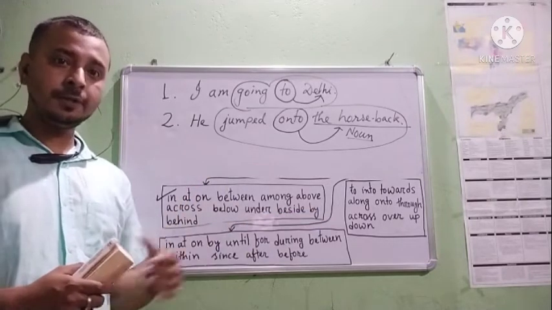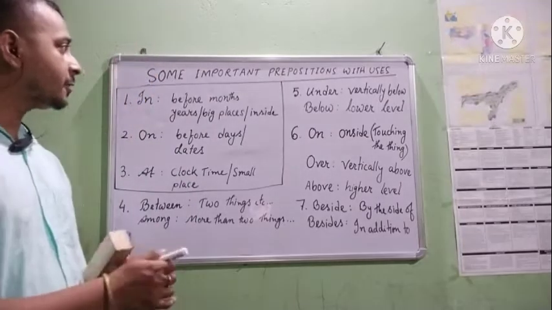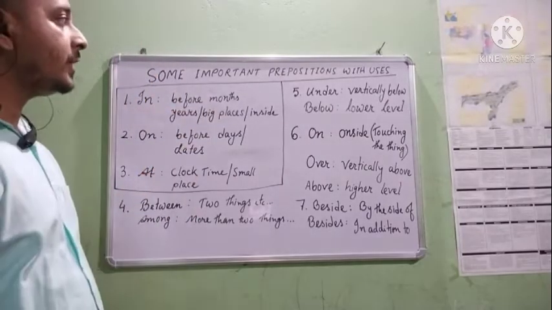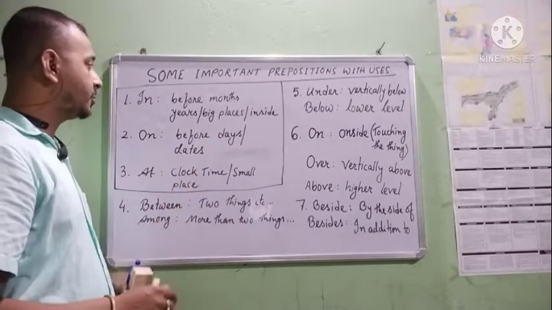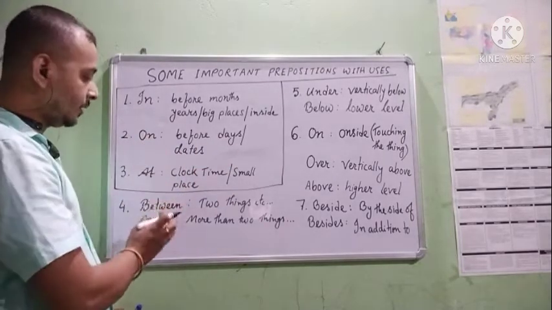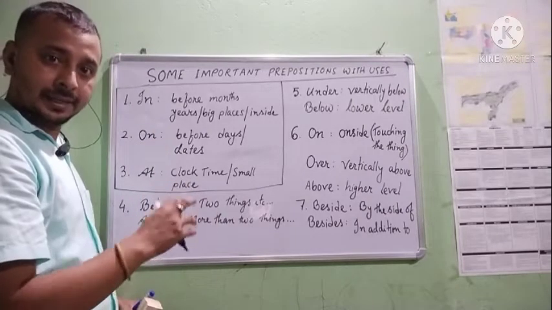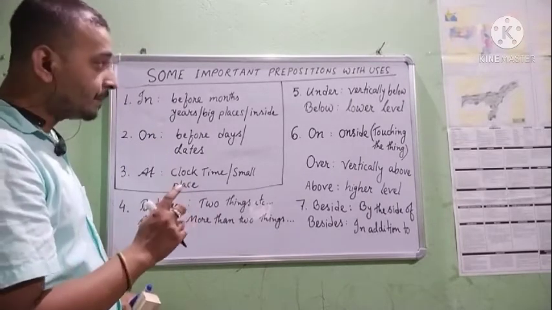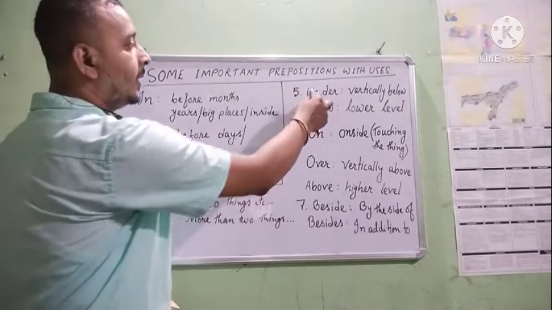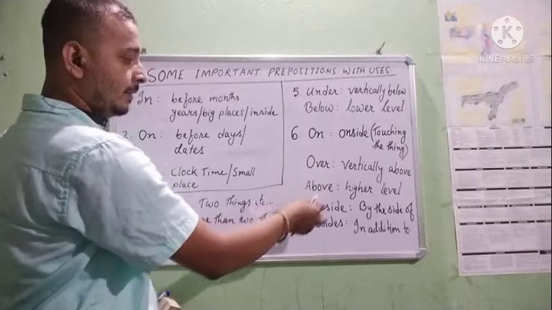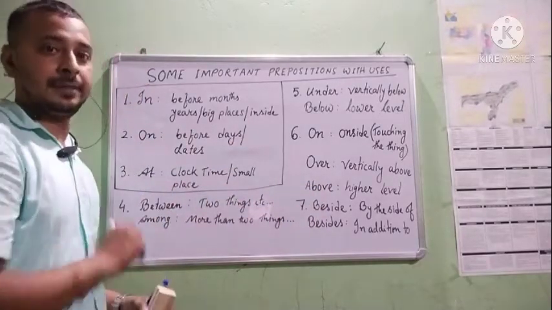And prepositions of direction. So students, let's next see some important prepositions with uses. Let's see some important prepositions like in, on, at, and after that I have taken especially for you the differences between the prepositions like between and among, under and below, on, over and above, and beside and besides. These are most important and you should know the differences.